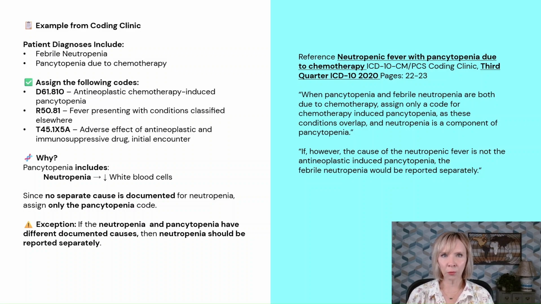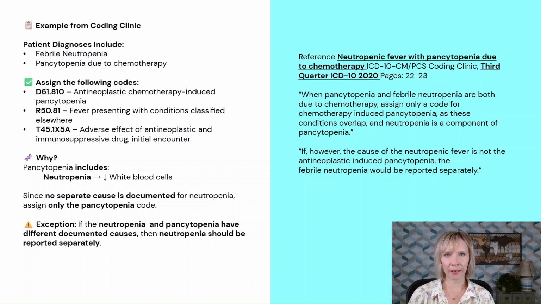Now, while the general rule is that we do not code anemia, neutropenia, or thrombocytopenia separately when pancytopenia is documented, there are exceptions. In some cases, anemia, neutropenia, or thrombocytopenia may be coded in addition to pancytopenia, depending on the clinical documentation. Let's look at guidance from Coding Clinic 3rd quarter 2020.